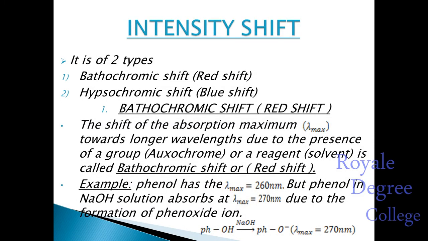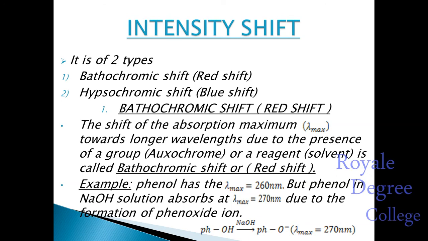Next, we will see about intensity shift. It is of two types. First one is bathochromic shift, which is nothing but red shift. And the second type is hypsochromic shift, which is also named as blue shift. First of all, we'll talk about bathochromic shift, red shift. The shift of the absorption maximum, that is lambda max, towards longer wavelength, due to the presence of a group, auxochrome, or a reagent that is nothing but solvent, is called bathochromic shift, or it is also termed as red shift.